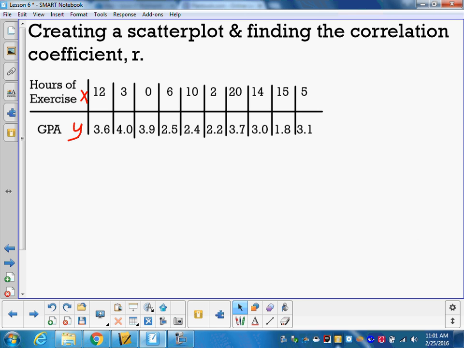Good. So it gives you A, it gives you B, it gives you R squared and R. That Y equals AX plus B, that represents the line of best fit. Here we're going to just look at R.